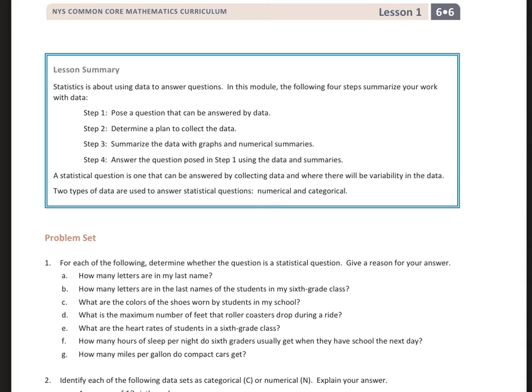So like always, make sure to read this lesson summary, write down the notes in your math journal, and then pause the video and do the problem set yourself. Then check back with mine and see how you did.